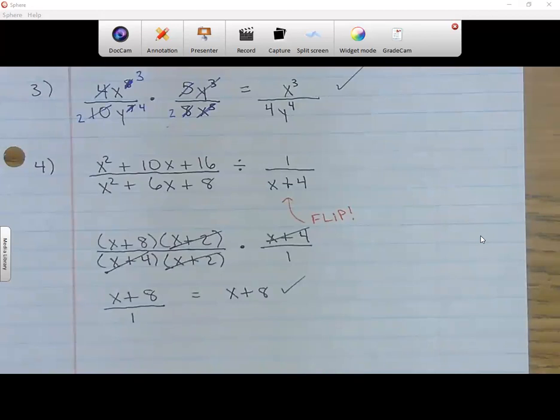Let's do number 5 now. And I'm going to need a new sheet of paper for this, so this is going to get going in a few seconds. We're going to be doing number 5 on the problem set. Okay. Let's do number 5.